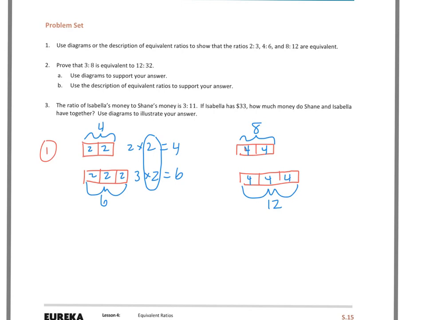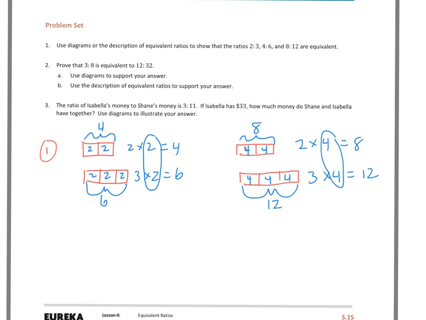So again, I didn't change the ratio of 2 to 3. All I did was say how much those units were worth. Each unit is worth 4. I have 2 units of 4, I get 8. I have 3 units of 4, I get 12. So again, my constant is the 4 this time, which is why the numbers are bigger than 4 to 6. Now they're 8 to 12. But they're still equivalent ratios.